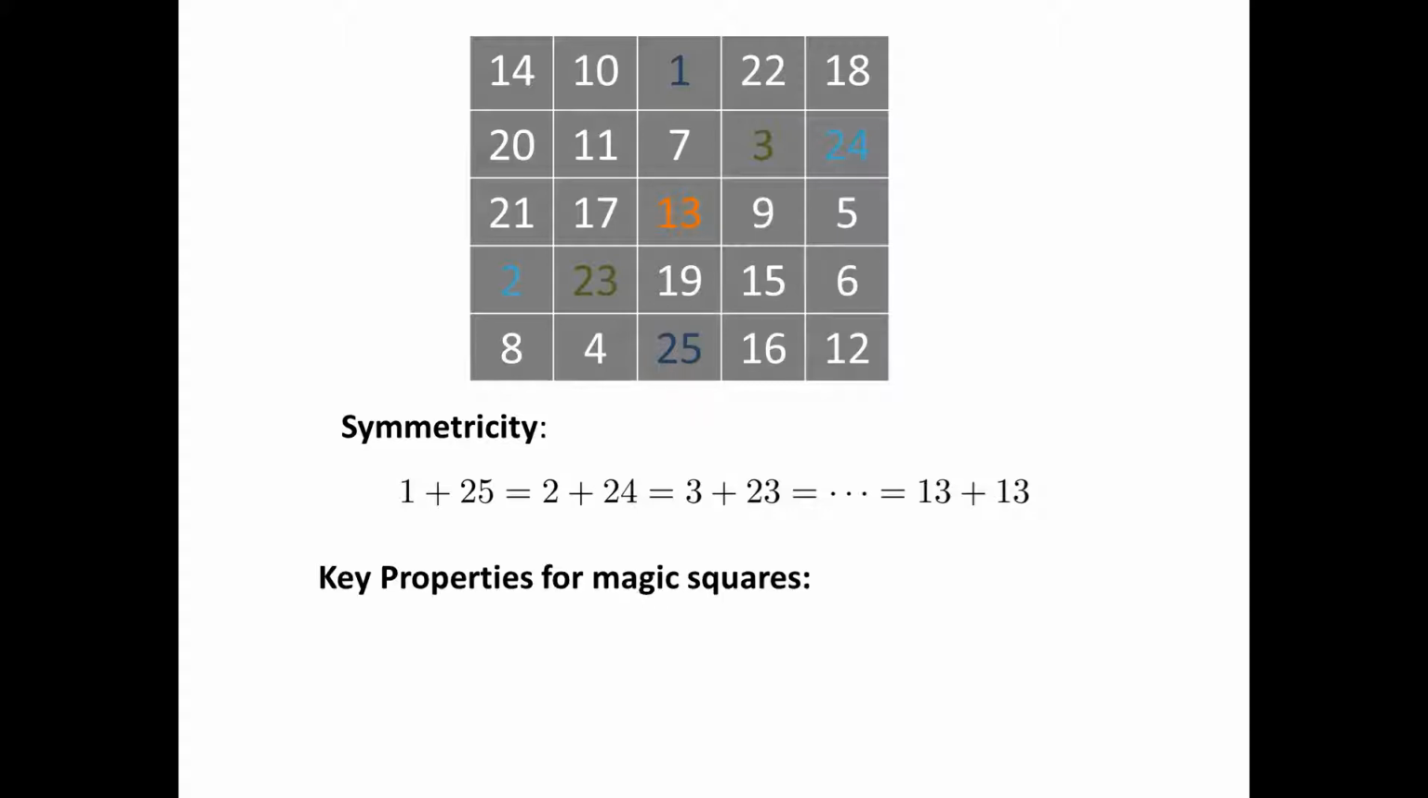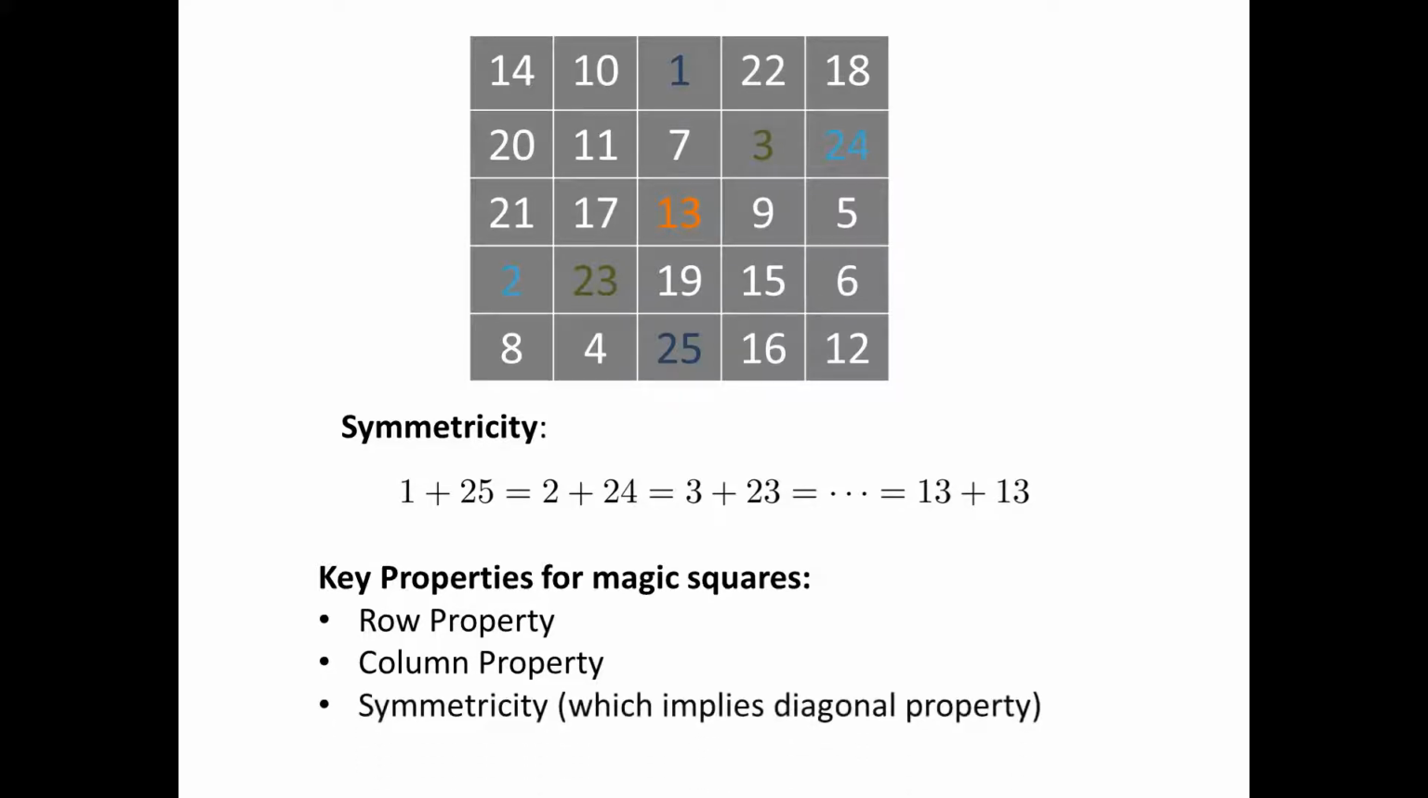Let's have a quick summary regarding the key properties for magic squares. First, we have a row property, and we also have a column property. And the third one is the symmetric property. The symmetric property is stronger than the diagonal property. In other words, it implies the diagonal property.